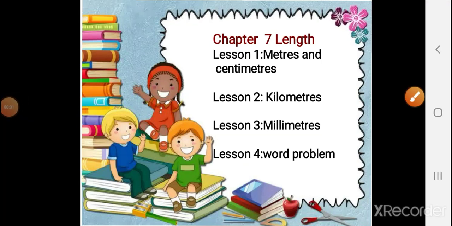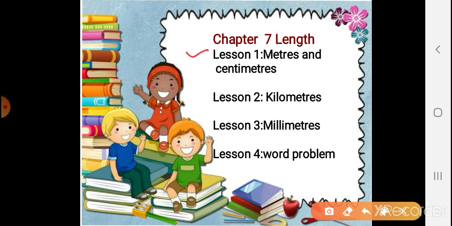Dear students, as you know, we are covering our chapter 7, that is length. Previously we have done 3 lessons of this chapter, as this chapter contains 4 lessons. The first lesson which we covered was meters and centimeters. The second lesson was kilometers. The third lesson that we covered was millimeters, and today I'm going to teach you lesson 4, word problem.